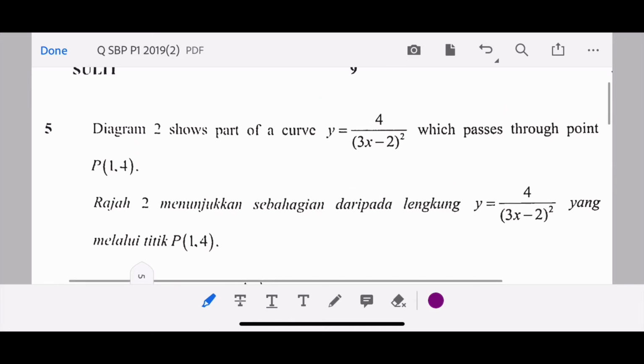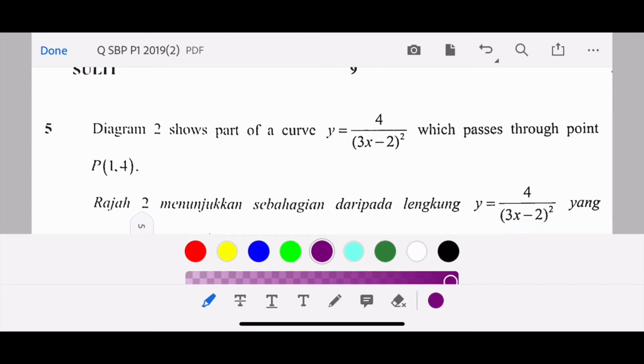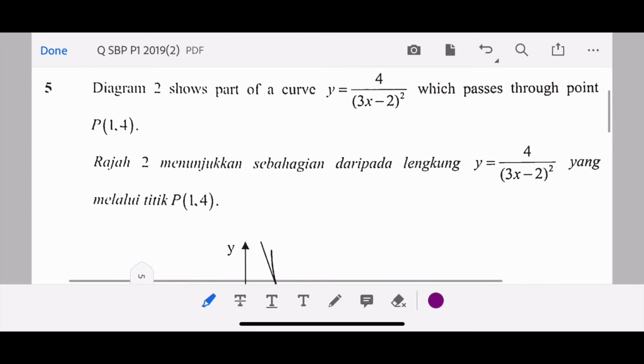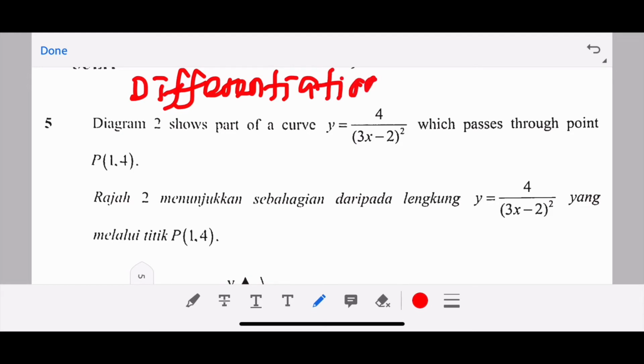Diagram 2, they give you a diagram, which shows part of the curve y equals 4 over (3x minus 2) to the power of 2, which passes through point P (1, 4). When you see the curve, that is your y. And when you see a point on the curve, normally we use the x value only.